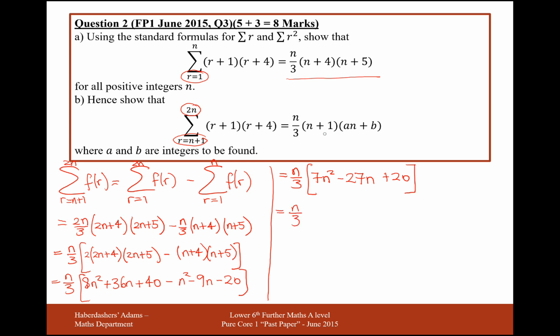Okay, so let's have a brief look at the answer. We need to factorise out an n plus 1 somehow. So let's see if we can do that and it makes sense with what we've got above. We should have a 7n at the front to make the 7n squared. We've got plus 20 here. Hold on, we've got plus 36 and that's a plus 27, beg my pardon. So we've got 7n here, so we need a plus 20 at the back. So there we have it. A here is representing the number 7 and B here is representing the number 20. Great, 8 marks.